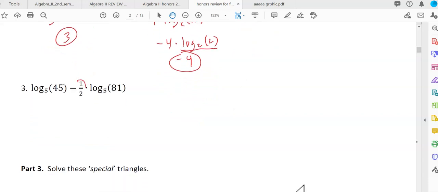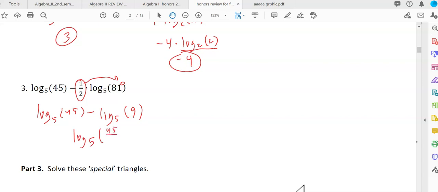This one, you could move this up first. I'm just moving it up to that spot. So it'll be log base 5 of 45 minus log base 5 of 81 to the 1/2 power, which is the square root of 81, which is 9. Now we're going to divide, so we're going to write this as 1 logarithm. It's going to be 45 divided by 9, which of course is 5, so log base 5 of 5, which is 1.